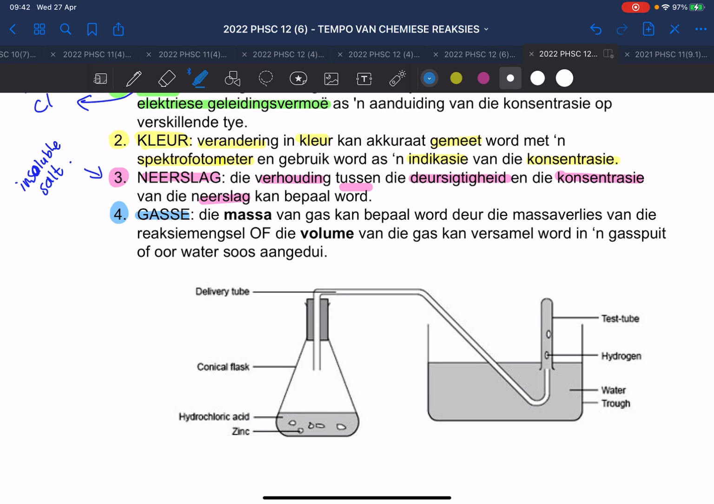Dan die laaste een wat ons baie gebruik is gasse. Is gases. Okay, so the last two we use a lot in science class.